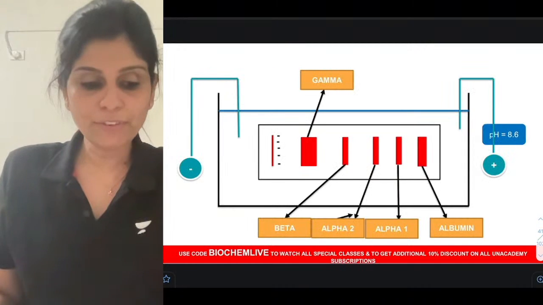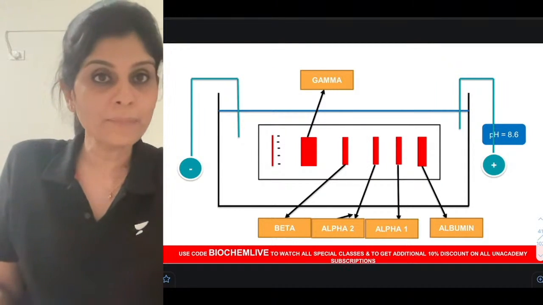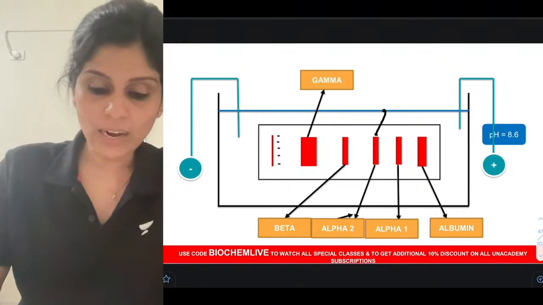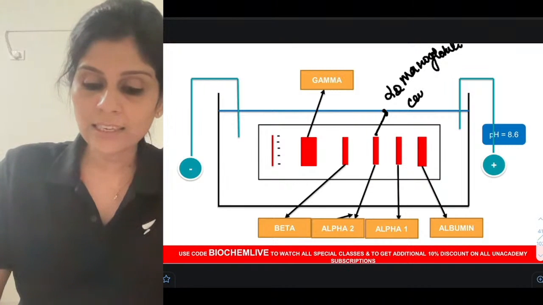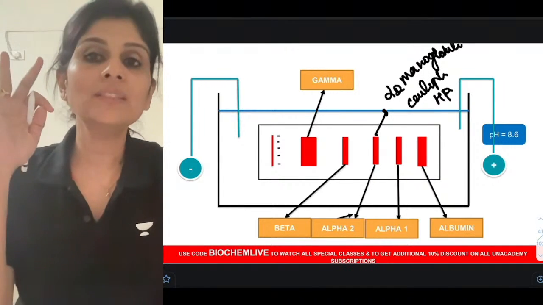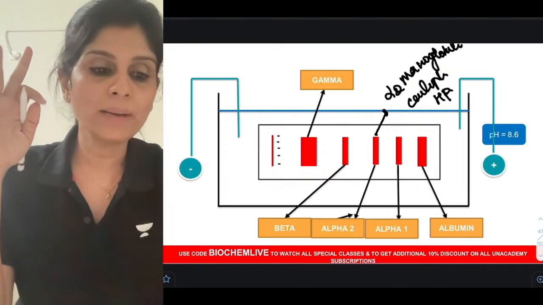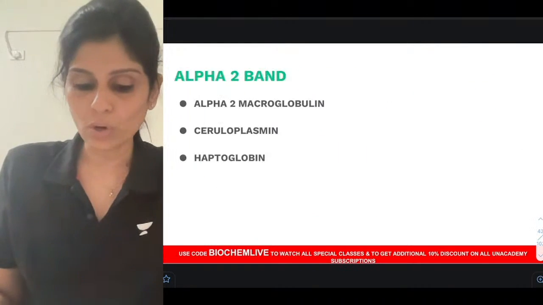And then you have an alpha 2 band. What are the proteins which are present in the alpha 2 band? Alpha 2 band has got alpha 2 macroglobulin, ceruloplasmin, and haptoglobin. So what are the 3 proteins present in the alpha 2 band? Alpha 2 macroglobulin, ceruloplasmin, and haptoglobin.